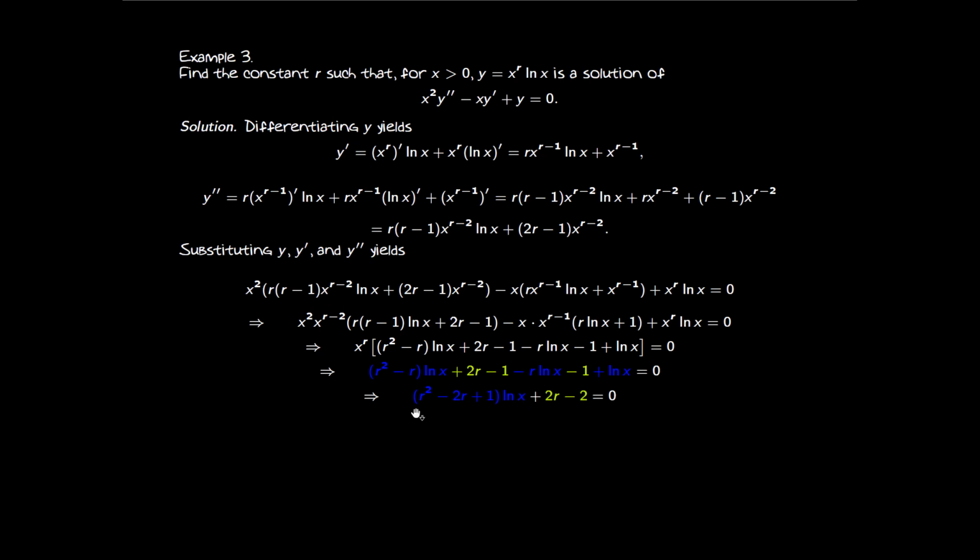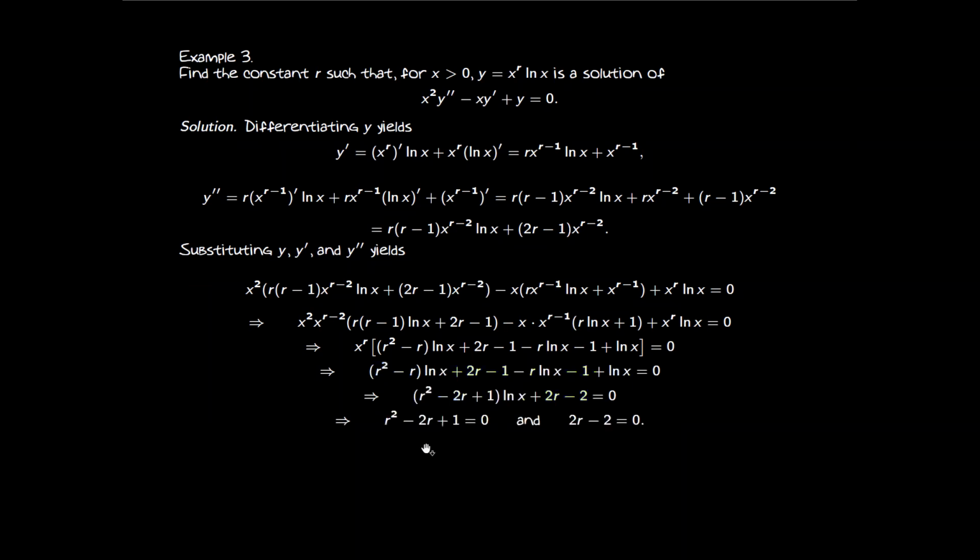We put all the natural logs together. We get r squared minus r minus another r, that's minus 2r, and then plus 1. You have this many natural logs. And for the constants, you simply get 2r minus 1, which is minus 2. In order to make this equal to 0, the coefficient for the natural log has to be 0, and this constant also has to be 0, because this is true for whatever x.